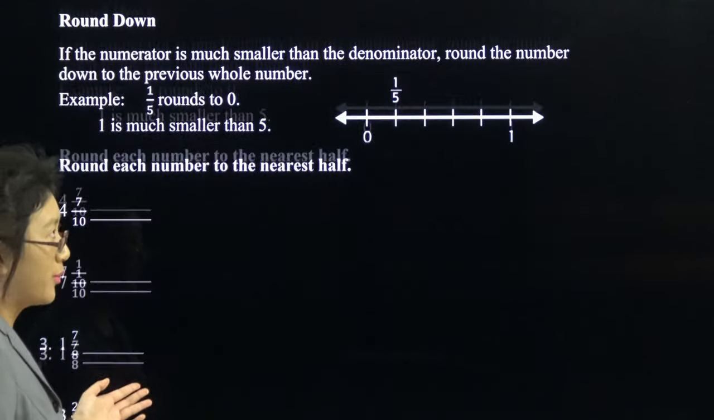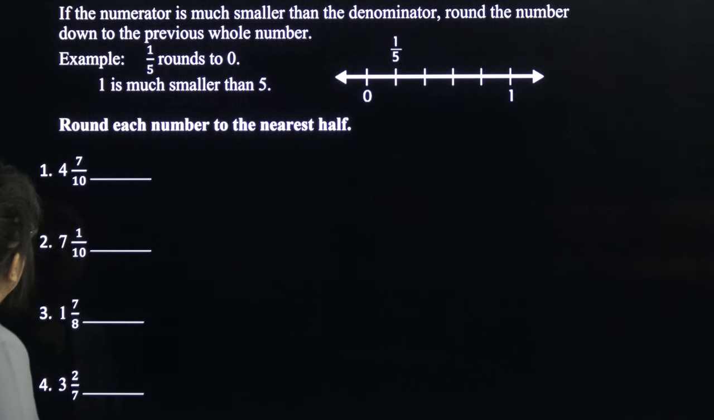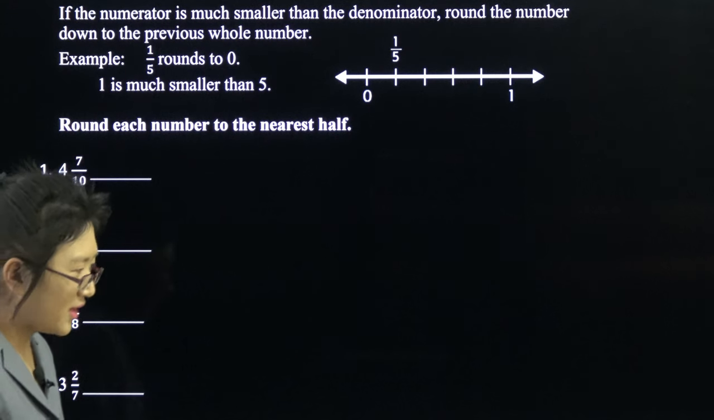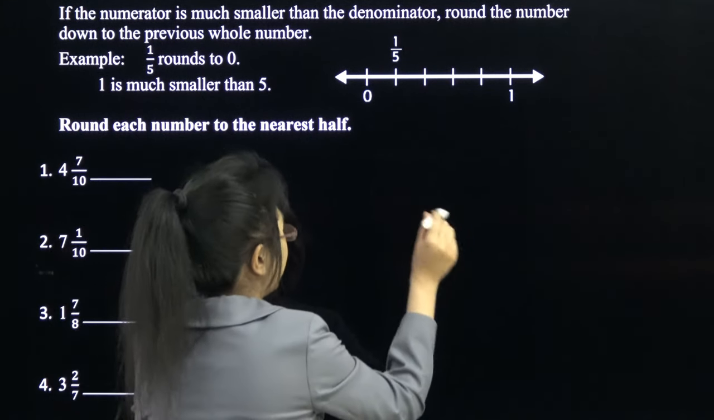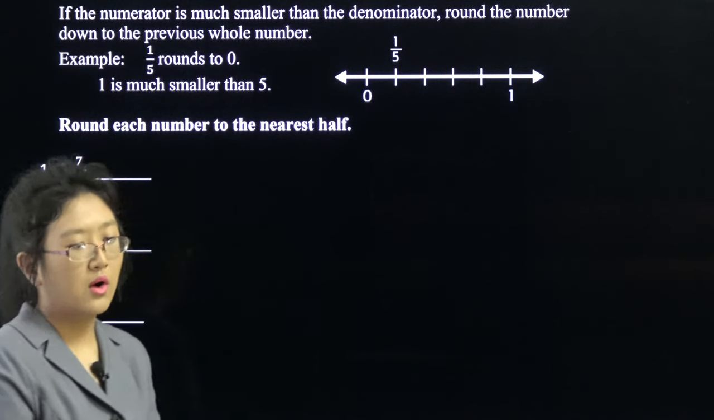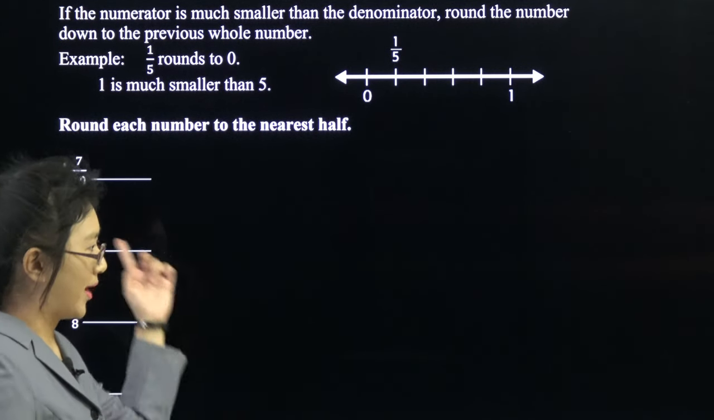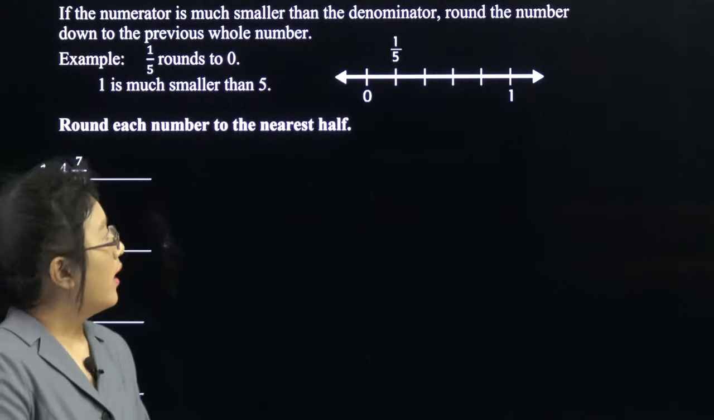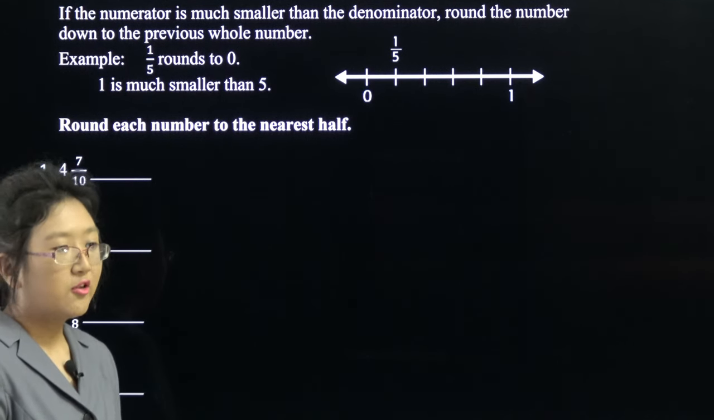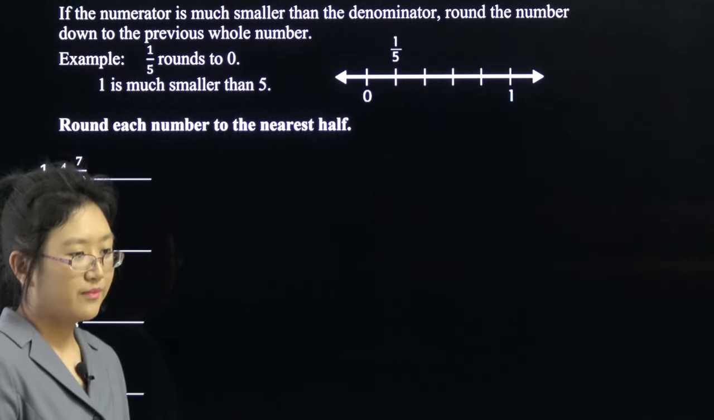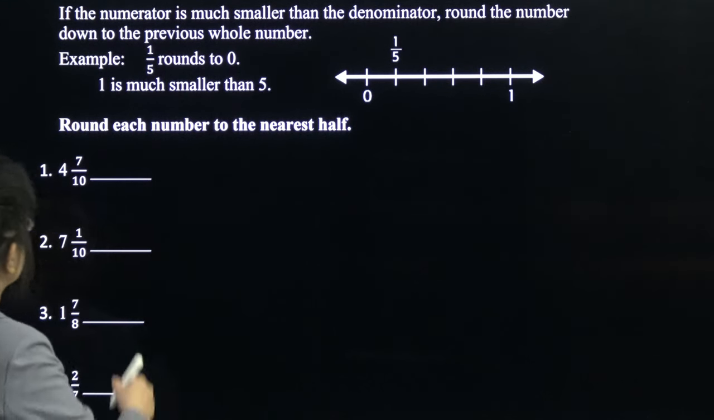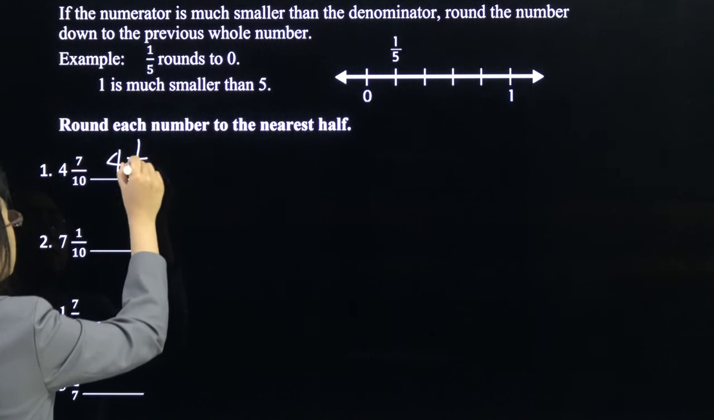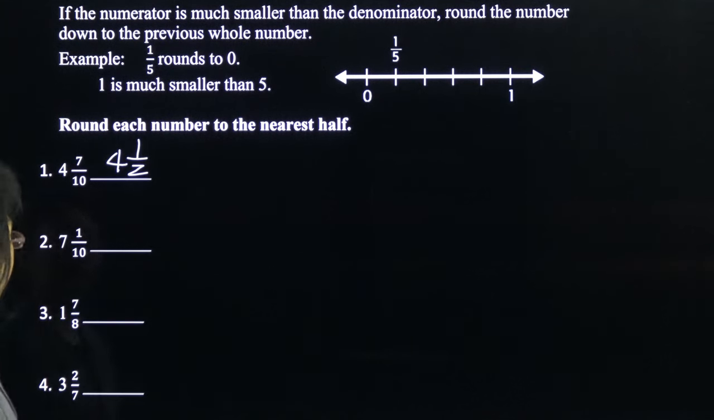Now we're going to do some practice. 4 7/10. So 7/10, you can round it to half, which is 5/10, or you can round it up, as in you can round it to 5, a whole number. But 7/10 is closer to 5/10 than 10/10. So we round to half. So it'd be 4.5.